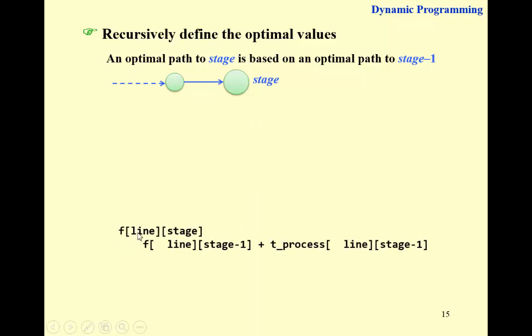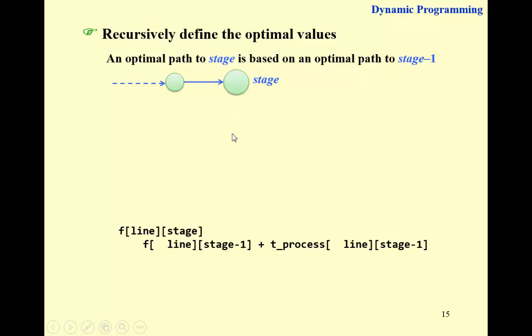The current cost of this line at this stage can be obtained from the previous stage, from the cost of the same line at the previous stage, that's the optimal solution of the previous stage, plus this process time, which is the process time of this line and from stage -1. That's only one possible way to get to this stage.